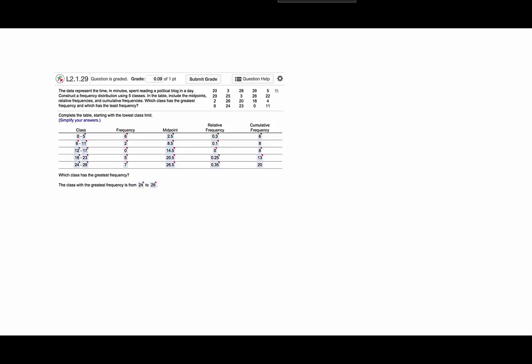We are to construct a grouped frequency distribution with the data values that are listed in the table. In order to do this, it might be a good idea to start by organizing them in a stem and leaf display. From the stem and leaf display, we can see that the maximum value is 29 and the minimum value is 0.